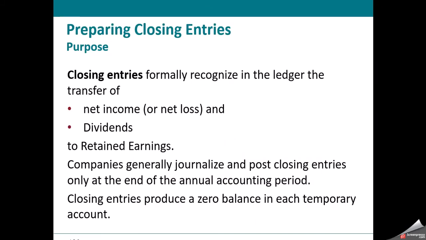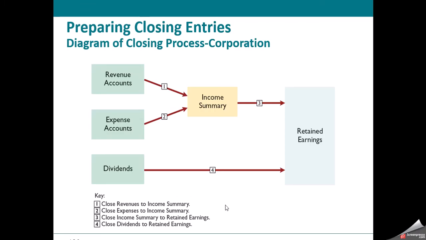Then we do our closing entries, where what we're going to do again is zero those out and transfer the net income over into retained earnings. And then the dividends are also closed out into retained earnings. And when we do these closing entries, it will produce a zero balance in all those temporary accounts that are on the income statement. So we've got, again, all of our revenue accounts and our expense accounts.